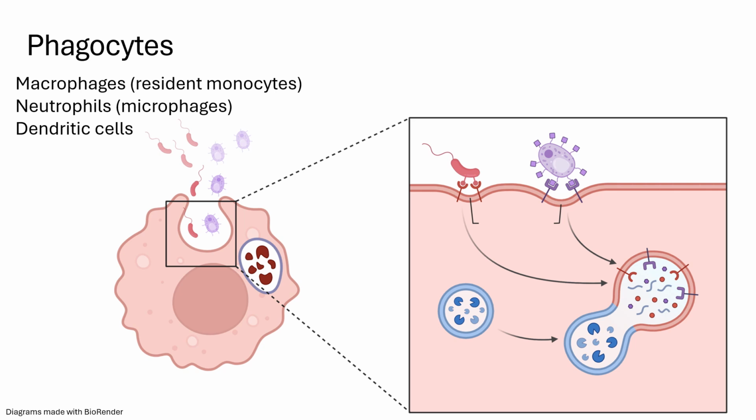Special to only macrophages and dendritic cells is the ability to present these antigens of the pathogen to B and T cells in the lymph nodes, saying, hey, I found this, I don't know what it is, but maybe we should be worried. This is a process called antigen presentation, and it's discussed in another mini lecture.